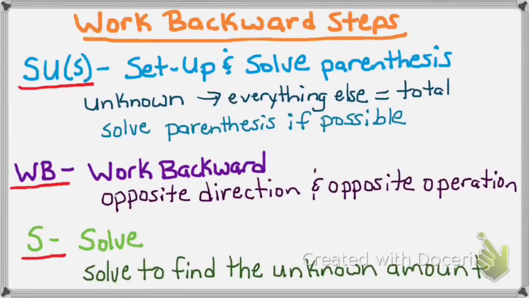So to review, and I suggest you go back to this screen whenever necessary, the work backward has 3 steps. SUS, which is set up and solve parentheses. So first we write the unknown, at the end we write equals the total, and everything else goes in between. Then we solve the parentheses if possible. Our next step is the WB step, the work backward, so we go the opposite direction and the opposite operation. After that, we solve to find the unknown amount to get our final answer.